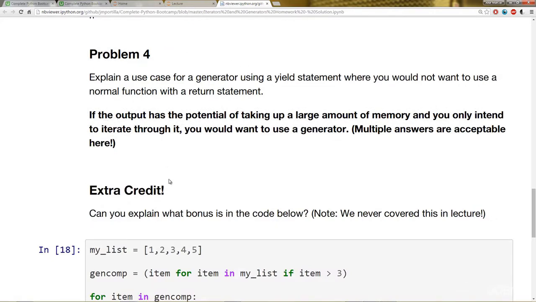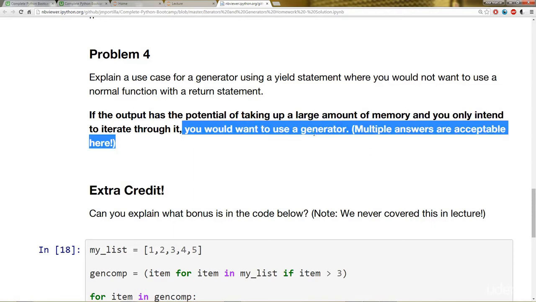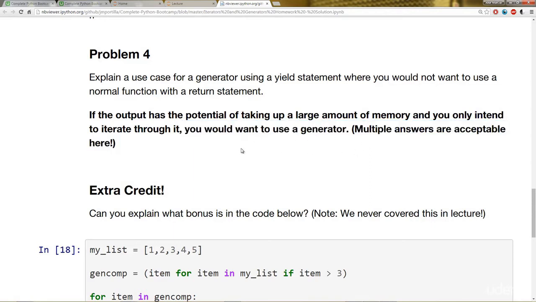one use case for a generator is when your output is going to take, or has the potential to take up a large amount of memory, and you only intend to iterate through it, you'd want to use a generator. Obviously, multiple answers are acceptable here. Basically anything we mentioned in the lecture that you felt was appropriate.